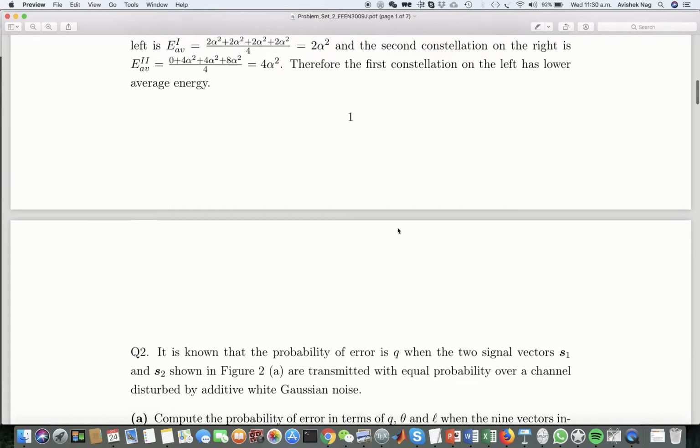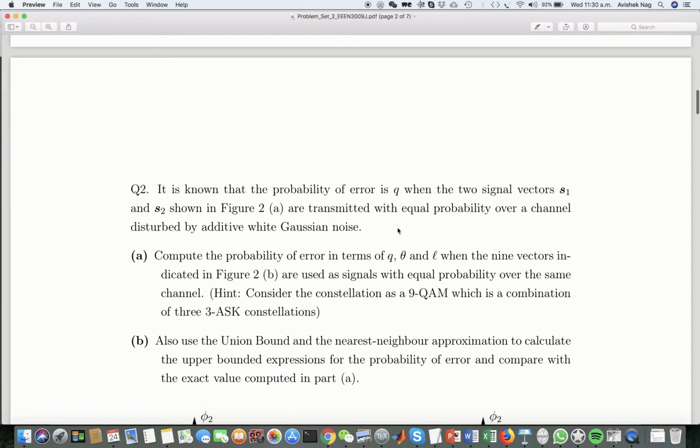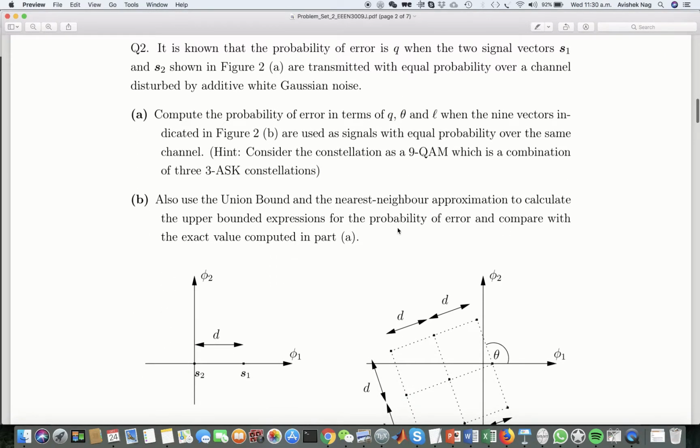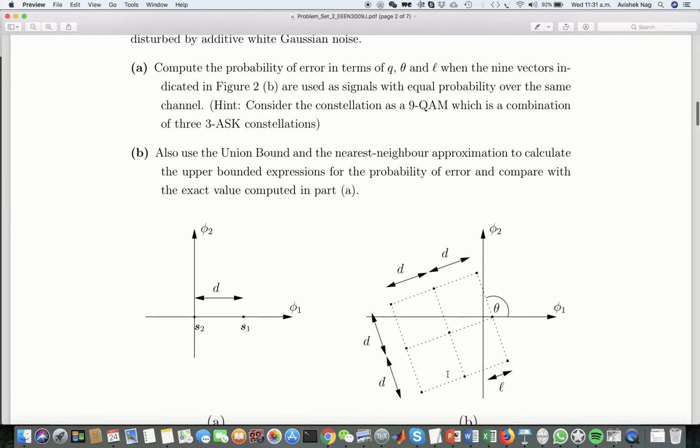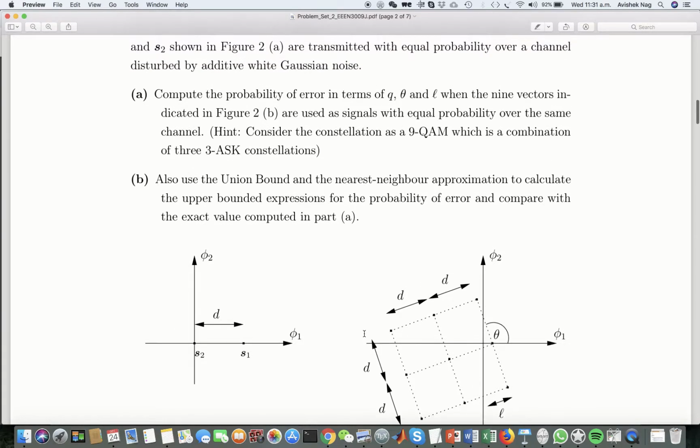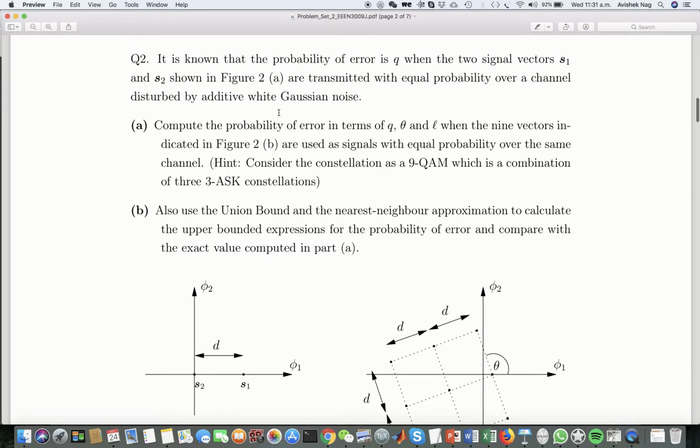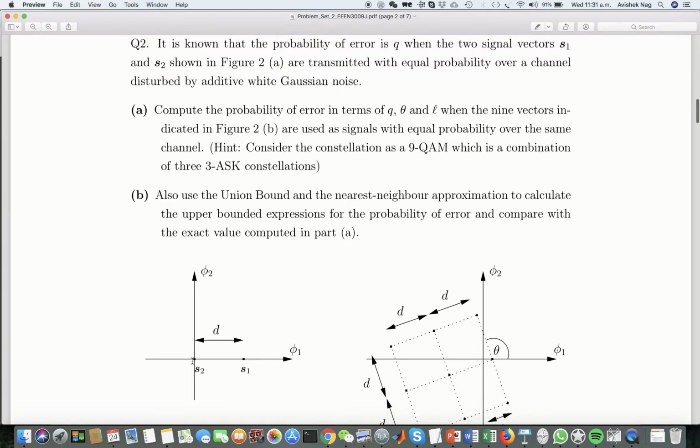So let me move on. So for question 2, again you had this 9QAM constellation, and the first thing is that you are asked to compute the probability of error in terms of Q, theta and L, where Q is the probability of error between these two signals S1 and S2, which is D apart. So that's the probability of error for these two signals.